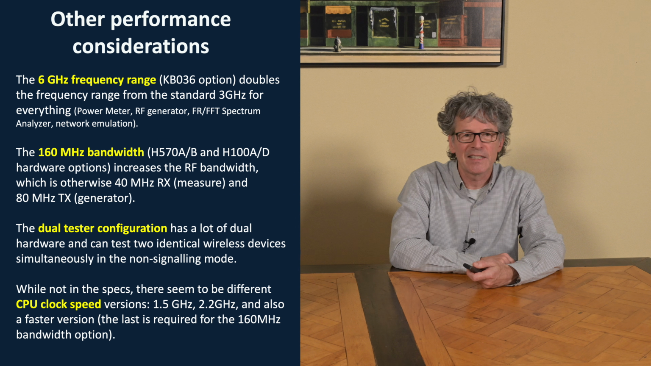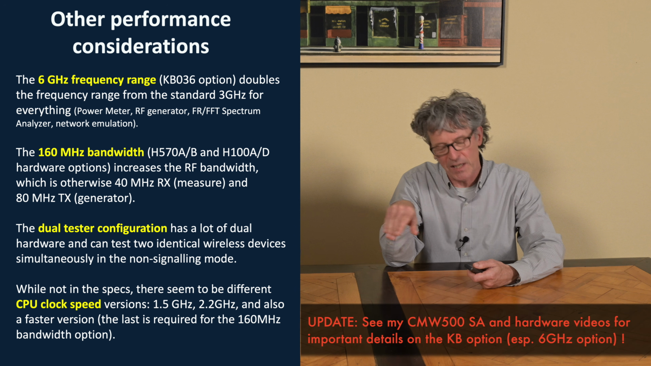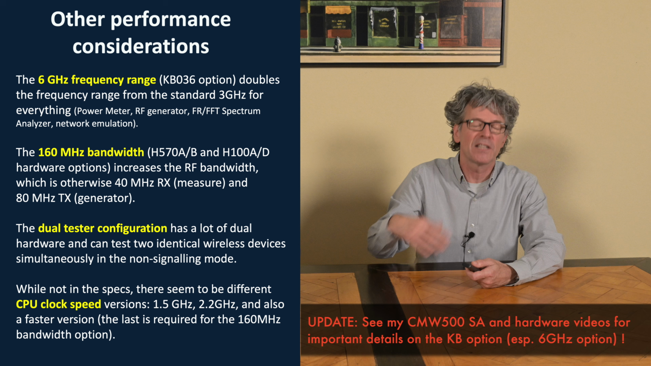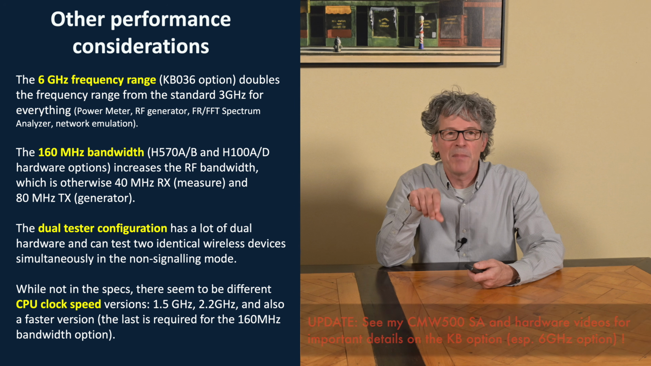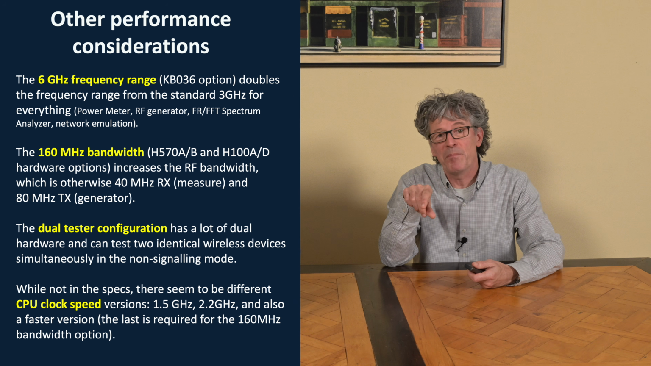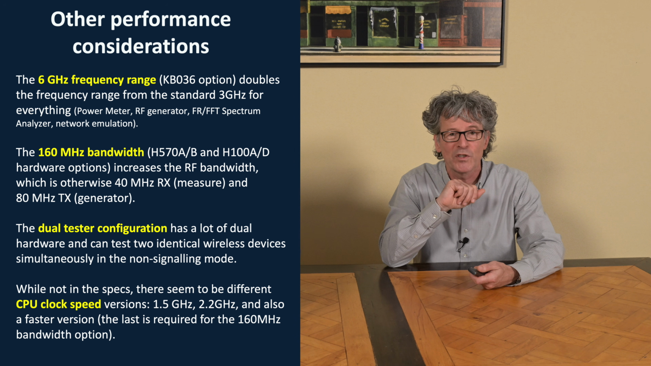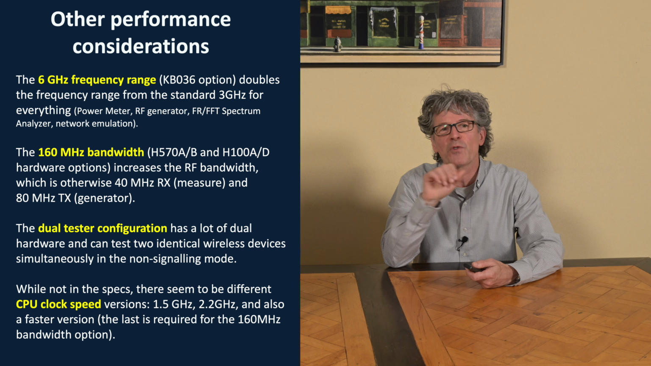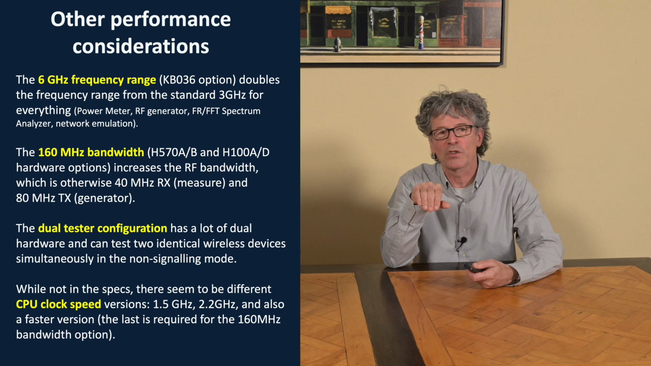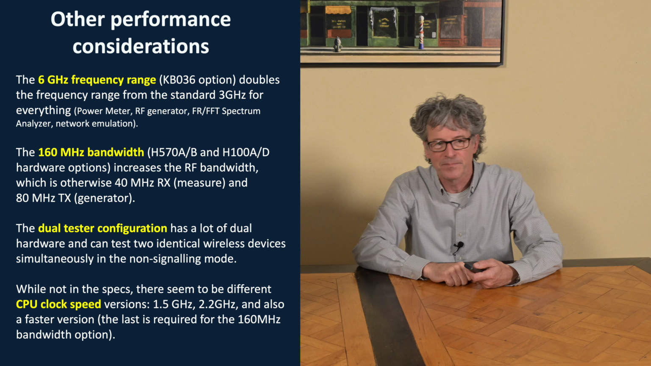First of all, the 6 GHz frequency range is a hardware option, and it doubles the frequency range for everything: spectrum analyzer, signal generator, power meter, whatever. There's the 160 MHz bandwidth option, so that's a real-time bandwidth that is digitized in the device. You see here the hardware option that comes with it. If you don't have that, then your receiver functionality is 40 MHz and your transmitter functionality is 80 MHz. And if you take this option, everything is lifted up to 160.